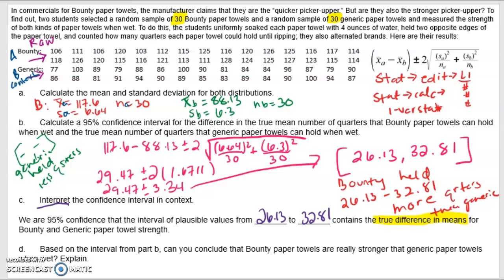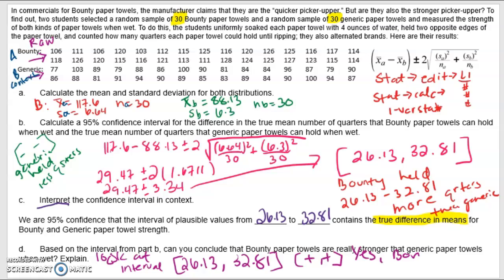Anytime you're asked, can you conclude, or do you have evidence of, you're going to look at the interval. What the interval is telling us is that it's completely positive, which means a number that is not contained in the interval is zero, since all values are positive. So yes, I can conclude that Bounty paper towels are stronger because the interval is entirely positive.